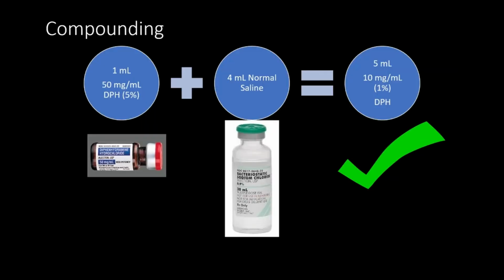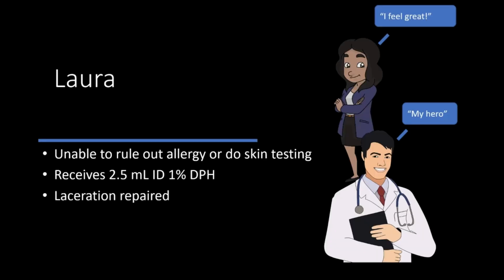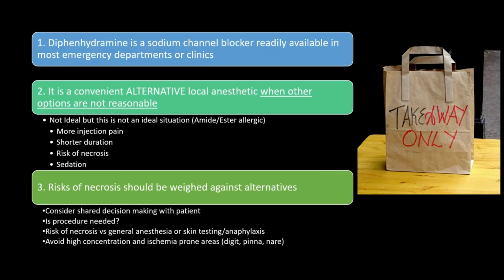To actually make this, you're going to take 1 milliliter of 5% diphenhydramine and mix it with 4 milliliters of normal saline to get 5 milliliters of 1% diphenhydramine. Back to Laura. We were unable to rule out a true allergy to her local anesthetics or do skin testing, so she received 2.5 milliliters of intradermal 1% diphenhydramine and had her laceration repaired. A happy ending.